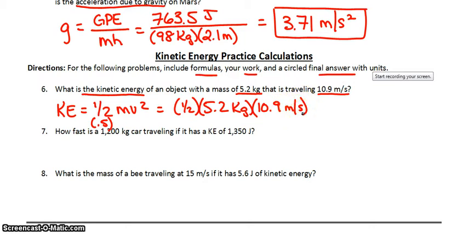And what do a lot of students forget? The squared. The squared is not part of the units there.